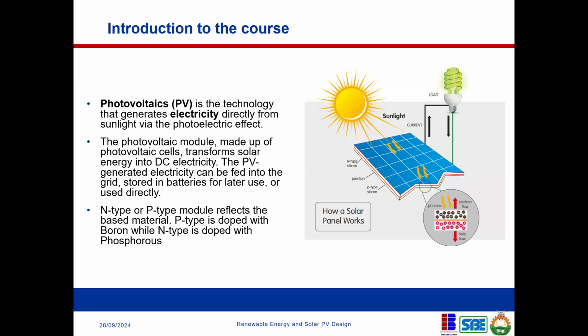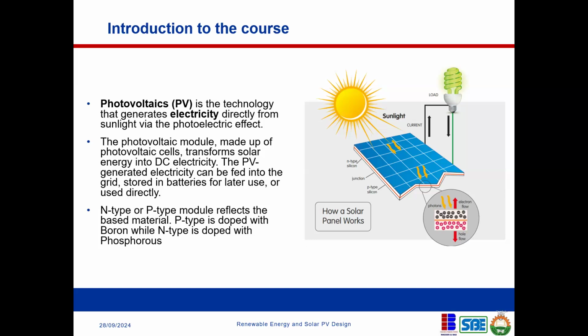Sorry about that. So PV, or photovoltaic, like we all know, is a technology that generates electricity directly from the sun via the photoelectric effect. The photovoltaic module, made up of photovoltaic cells, transforms solar energy into DC electricity. I think this is very important. PV modules generate DC electricity, not AC electricity. So the PV generated electricity can be fed into the grid, stored in a battery for later use, or used directly.